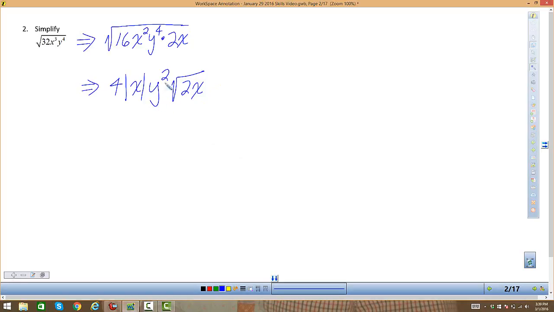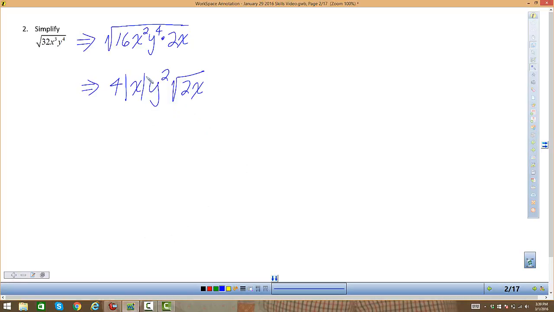Now you might be wondering, if the square root of x squared is the absolute value of x, why isn't the square root of y to the fourth the absolute value of y squared? The answer is that if I put in a negative number for y, and then square it, that squared number will become positive anyway, so I don't need the absolute value here.